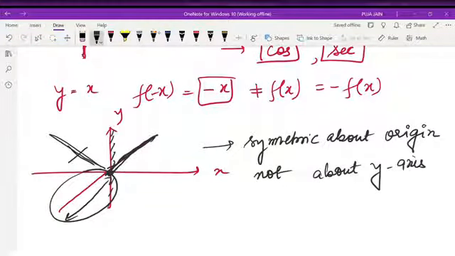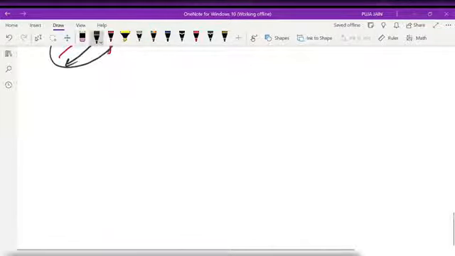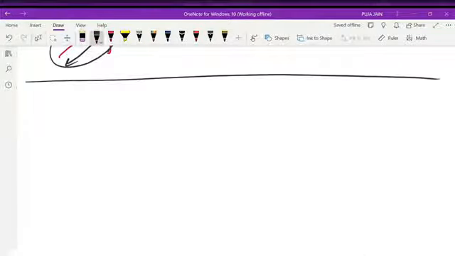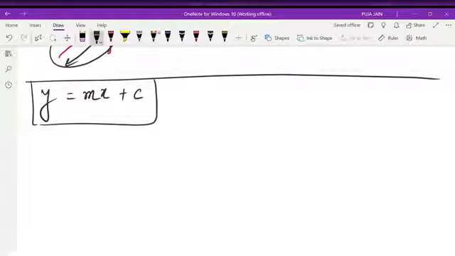Okay? Now, next, we will first see some more curves related to our straight line equation. We know our straight line equation is what? y is equals to mx plus c, where c is what? It is the intercept, and m is what? Our slope, right? Now suppose we have the equation y is equals to x plus 4.